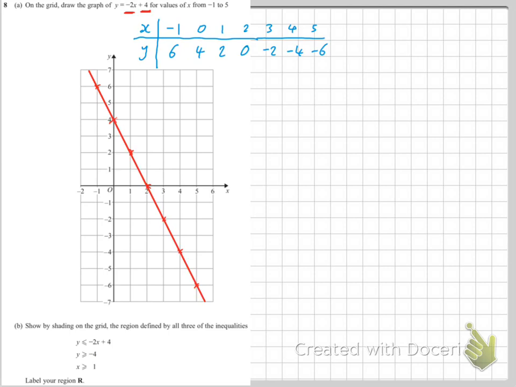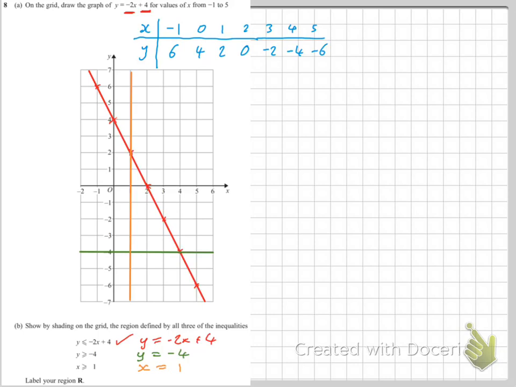Now show by shading on the grid, this is part B now, the region defined by all 3 of these inequalities. Firstly, y is less than or equal to minus 2x plus 4. We've already got that line drawn. Draw that line, if it isn't already drawn. Y greater than or equal to minus 4, so draw the line y equals minus 4. I'm going to do that in green in a moment. And x greater than or equal to 1, well, draw the line x equals 1. I'll do that in a moment as well. So y equals minus 4 is there, and x equals 1 is there.